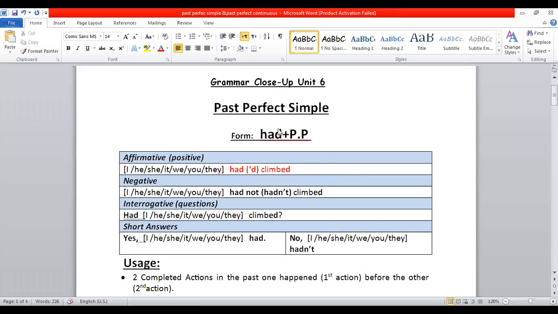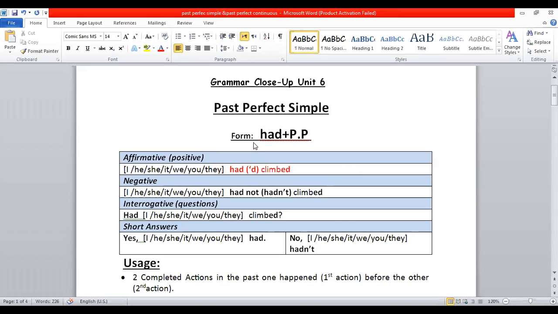Today, inshallah, we'll study together a new lesson in the grammar, Close-Up, Unit 6. This lesson is the past perfect simple and the past perfect continuous. Okay? The past perfect simple and the past perfect continuous. The past perfect simple, you studied it last year and we'll revise it now.